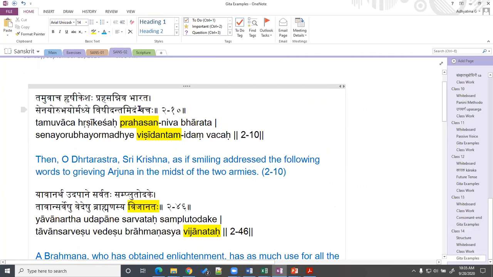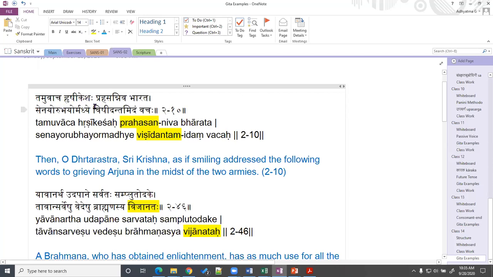So this kind of construction is common, though not very frequent in Sanskrit literature, the present participles. But still they are quite common. In Gita, for example, here, this is one verse where the participle is used two times.